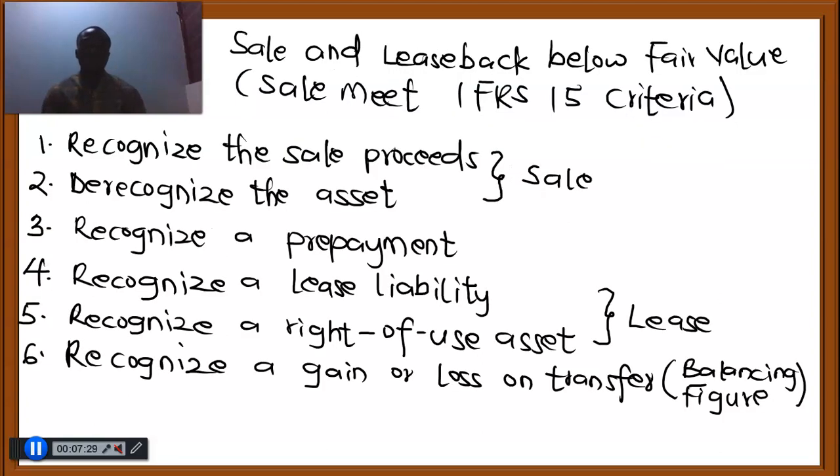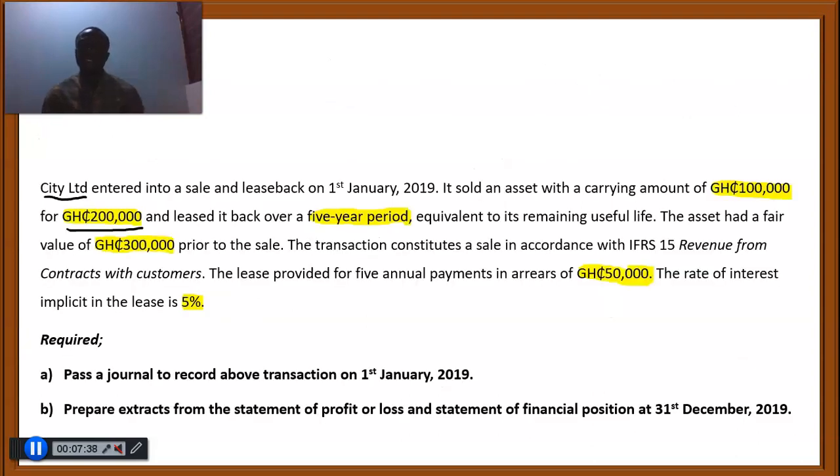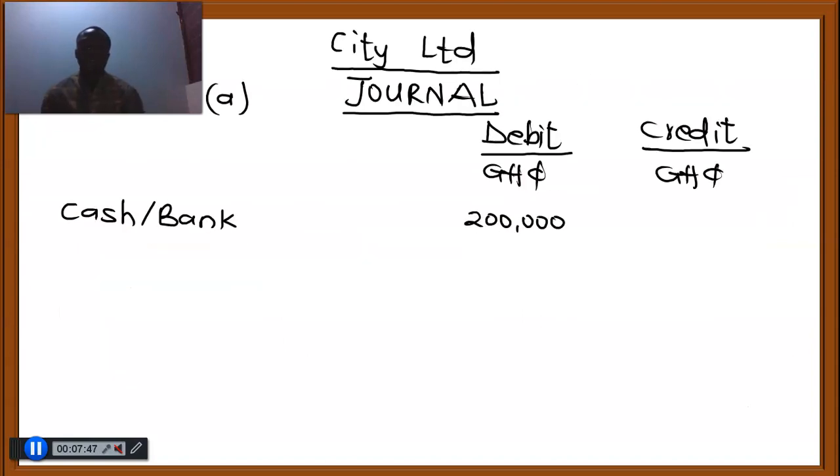The next thing is to derecognize the asset. So we are going to take the carrying amount of the asset off from our books. And according to the question, the asset had a carrying amount of 100,000 prior to the sale. So we have PPE, that is the asset. If we are derecognizing an asset, then we credit it, because assets have normal debit balances, so we credit it with 100,000.